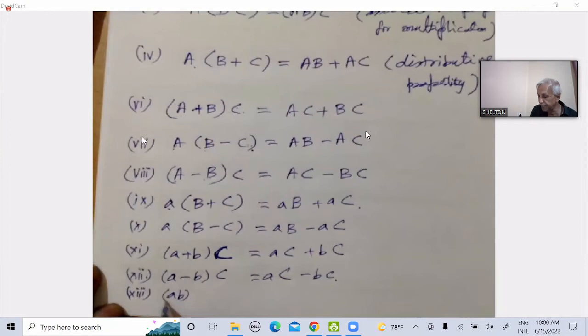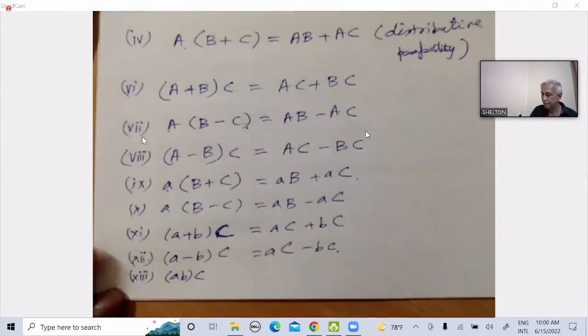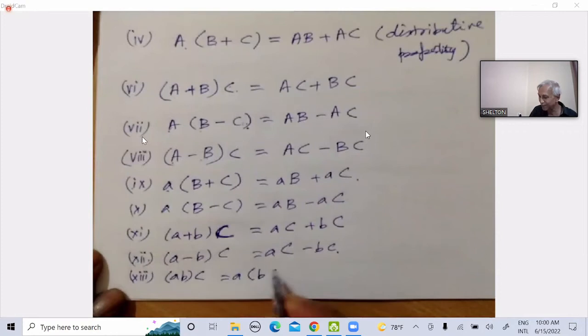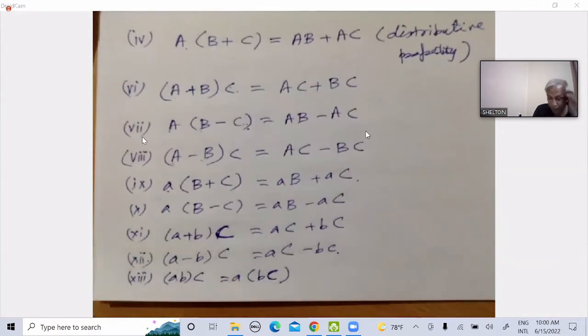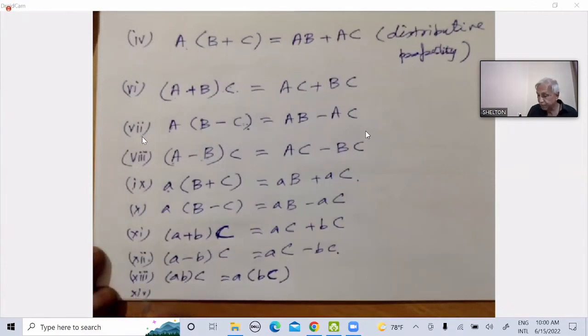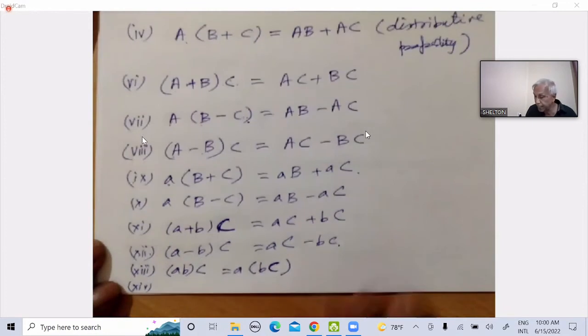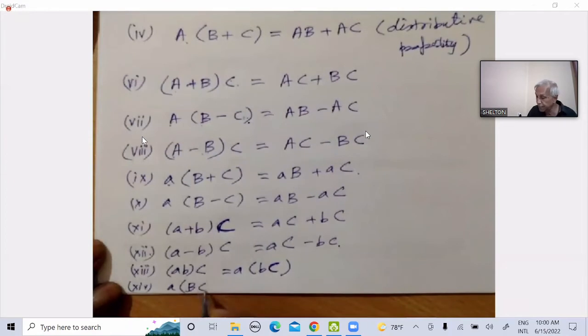(AB) times C is equal to A times (BC). These are obvious properties, but we have to be careful. Not everything that is true for real numbers gets carried over to matrices. Last property, 14. Last property is A times (BC) is equal to (AB) times C.